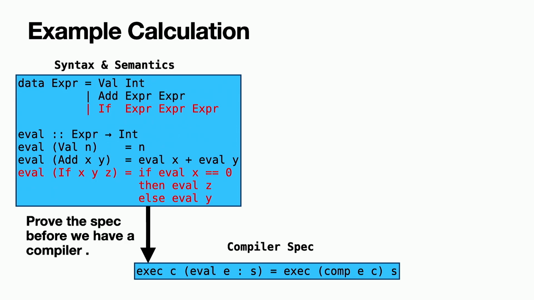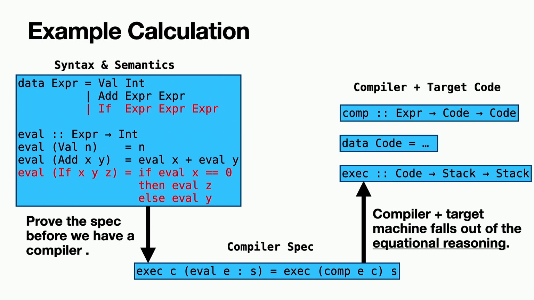And then we go ahead and try to prove it. And as we do it, we discover the compiler in the end. And not only the compiler, but also two other things. The target language code here also falls out, as well as its semantics in the form of a stack machine, the exec function, which tells us how code is executed on the stack.